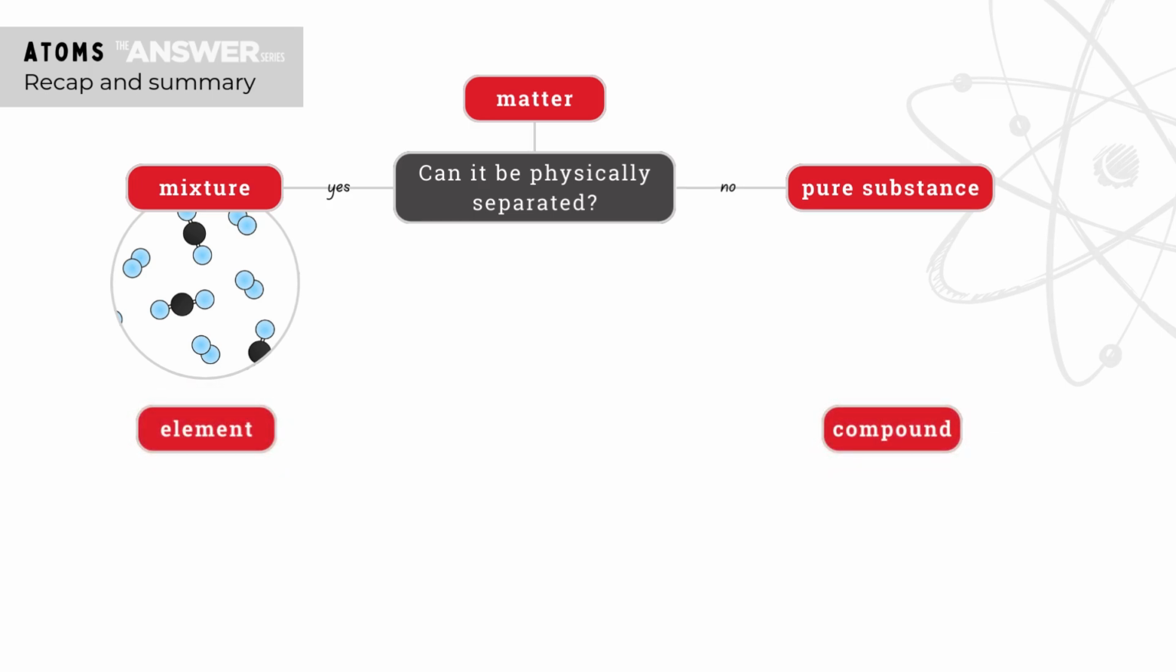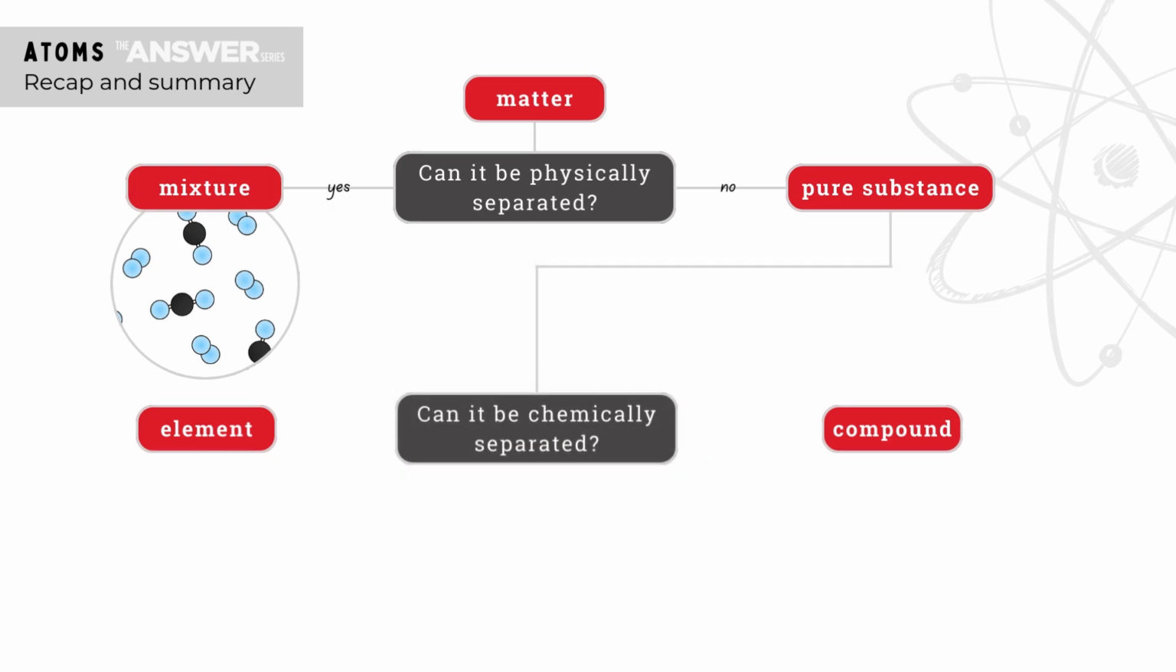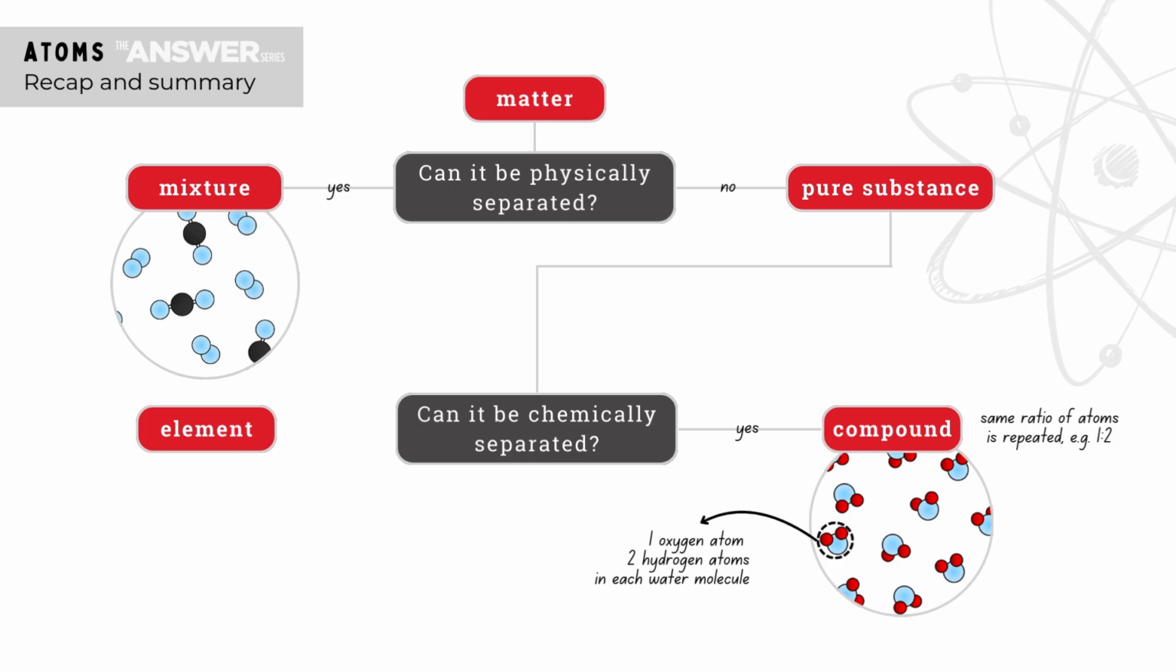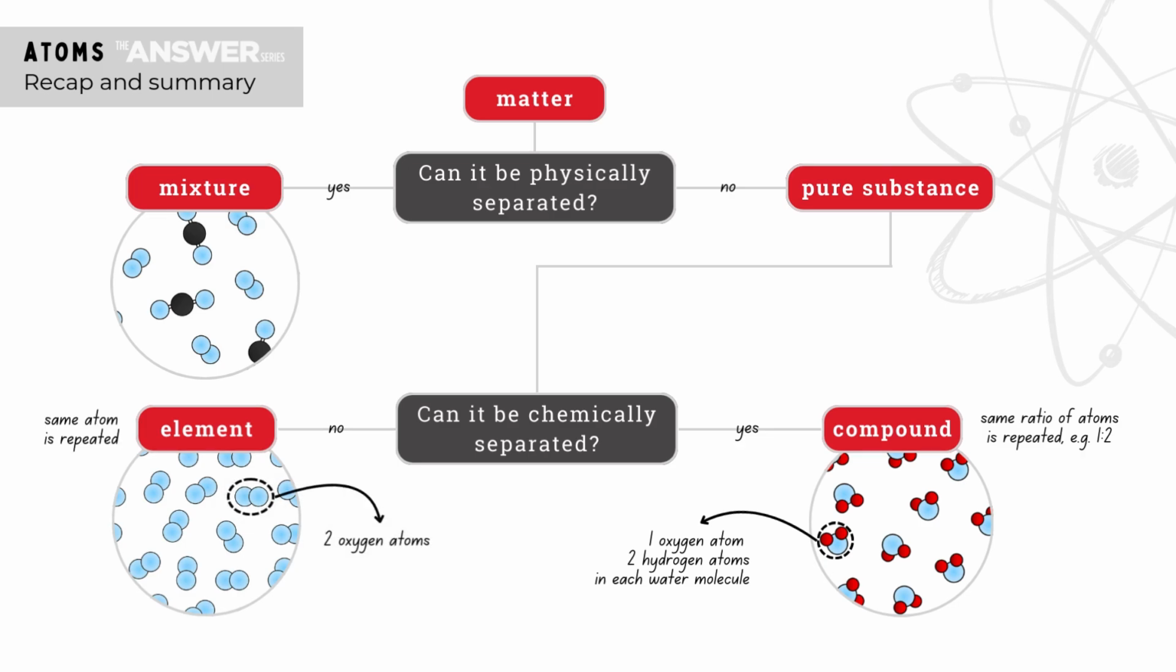Now, the easiest way to look at which one it is would be to ask yourself, can I now break this pure substance down chemically? If the answer is yes, I can chemically break it into different components, then it is a compound where the same ratio of the same atoms are repeated. If your answer is no, I can't chemically break it down, then you're dealing with an element where the same atom is repeated. So an element can't be broken down chemically or physically because there's just physically nothing else for it to be broken down into. It will always remain the same thing.